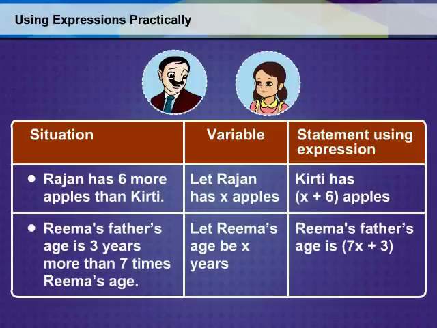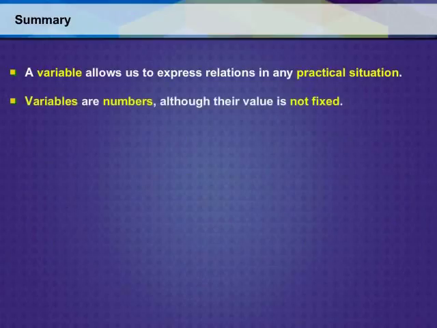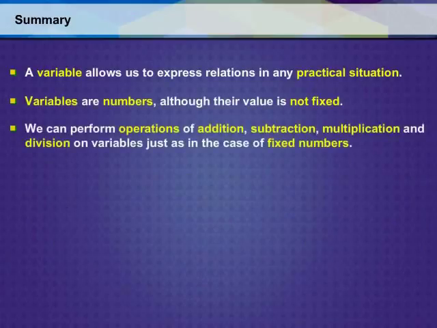Now let us see the second situation. Rima's father's age is 3 years more than 7 times Rima's age. Let Rima's age be x years, then the father's age would be 7x plus 3. We can see that these two statements are in ordinary language, which can be changed to statements using expressions with variables. Let us revise all that we have learned in this module.